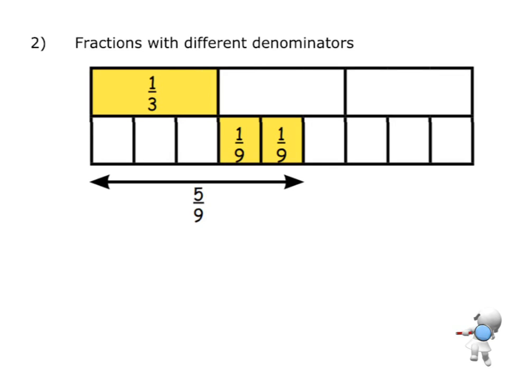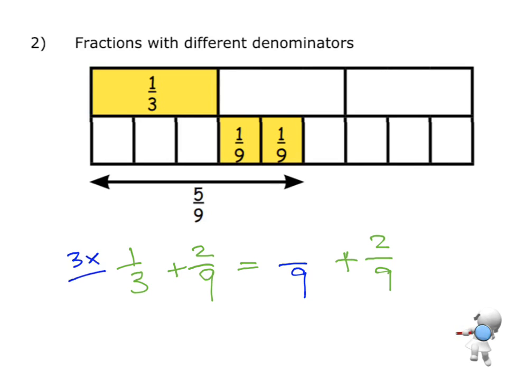However, when I've got different denominators, I need to think about equivalent fractions. So if I had 1/3 plus 2 over 9, I needed to make those into a common denominator. So I was going to say, right, I'm going to leave the 2 over 9 alone. The 1/3, though, I need to make that into a denominator of 9. So 3 times what is equal to 9? 3 times 3. So I needed to multiply top and bottom by 3 in order to find the equivalent fraction.